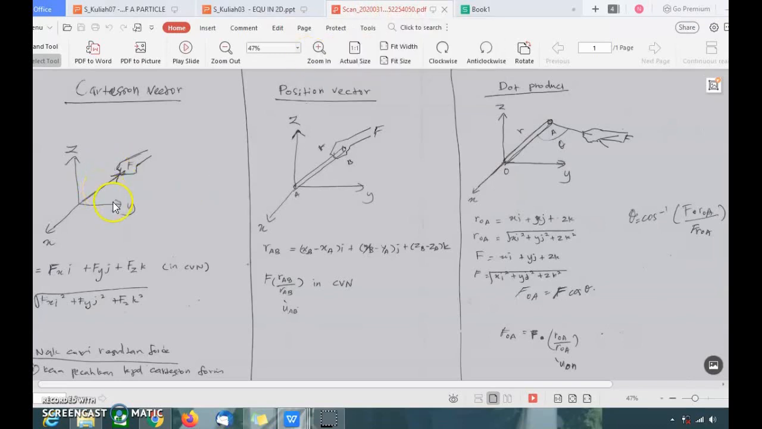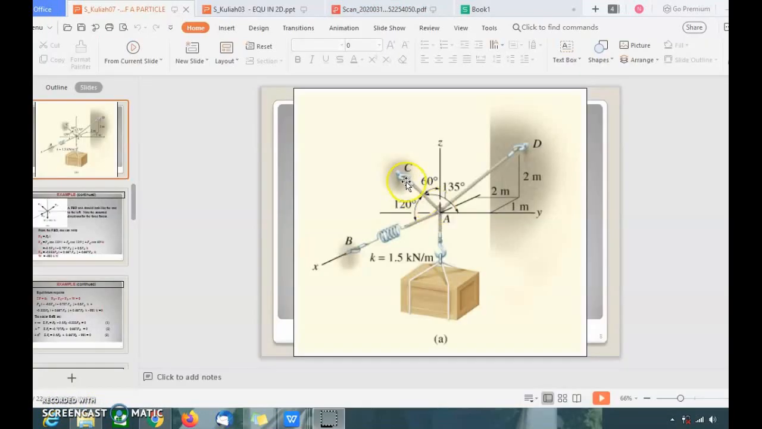if the angle between the force and the axis is given, we can use this method to find the Cartesian vector form. If the coordinate system is given, you can use the position vector method to find the vector form of the force. First you need to find the radius, or the length of the truss here, and then multiply with the force, then you will get the Cartesian vector form. So in this case, FC is using the first method.